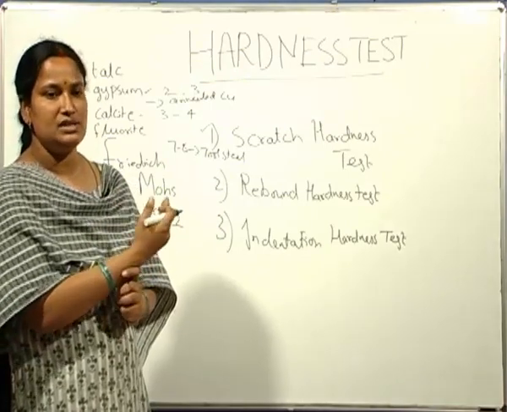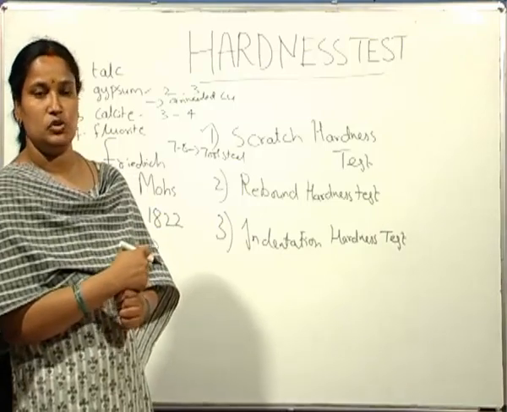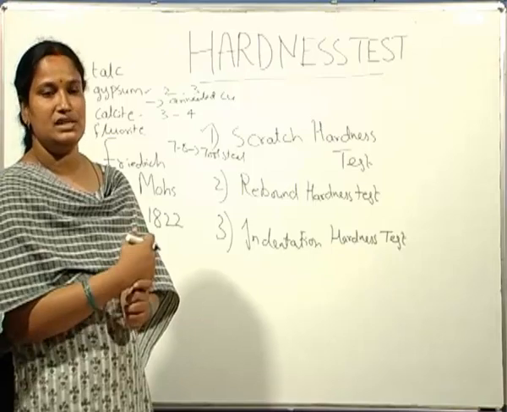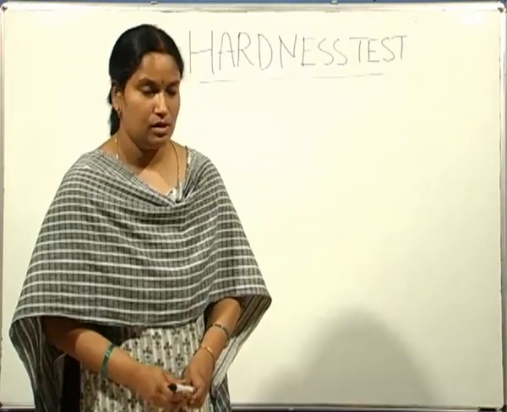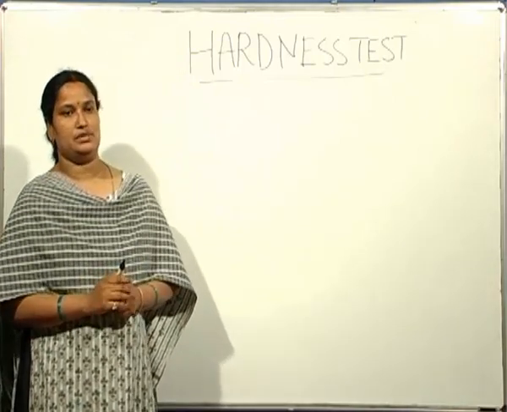Moreover, this type of test method is more qualitative in nature. So this is not used for the case of metals and alloys, whereas it is more widely used for the case of minerals. The next type of hardness test is the rebound test.